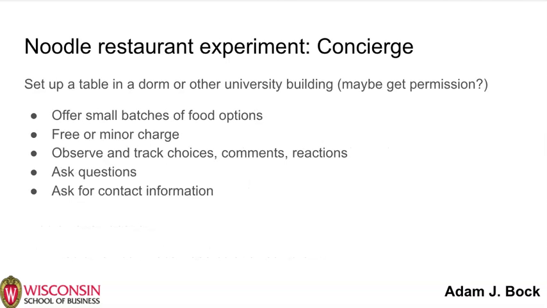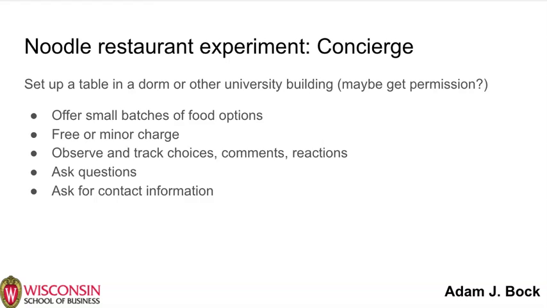One interesting opportunity would be to do a concierge experiment, as it's described in your textbook. In this case, what we'd be doing is setting up a table in a dorm or another university building or outside. Maybe we have to get permission. Maybe we're doing this sort of on a guerrilla basis and we're just going to do it and hope we don't get in trouble. Please don't get arrested. Please don't cause yourself trouble for getting involved in these entrepreneurial experiments when you really do need permission.